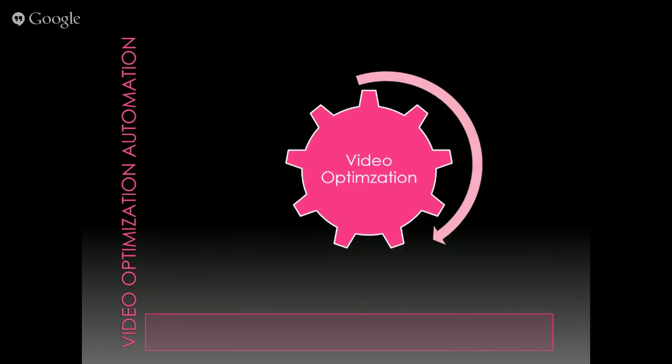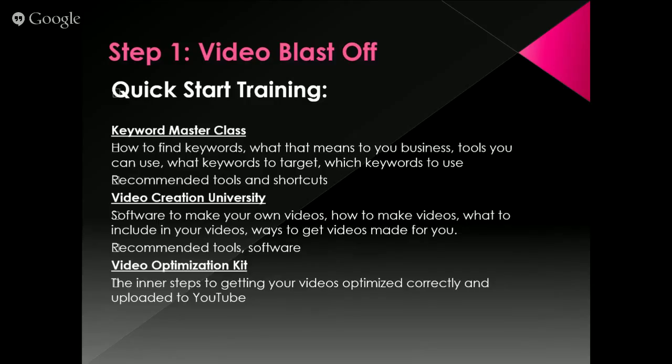Amazing. So let's start with what happens when you do the Prospect to Profit and start learning the video optimization piece. There are actually 3 courses that you get to blast your video training in the right direction. You get a full keyword masterclass. Not only do you find out what keywords are and what they mean to your business, but you find out tools you can use to make your life easier, how to target the right keywords, and which keywords to use.